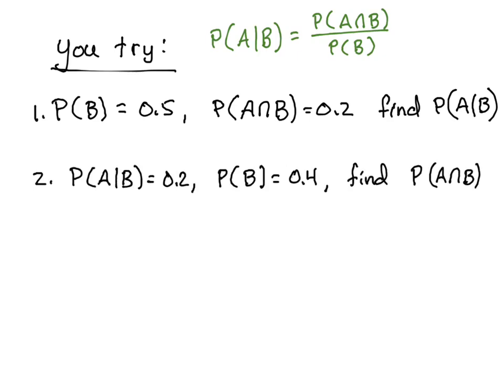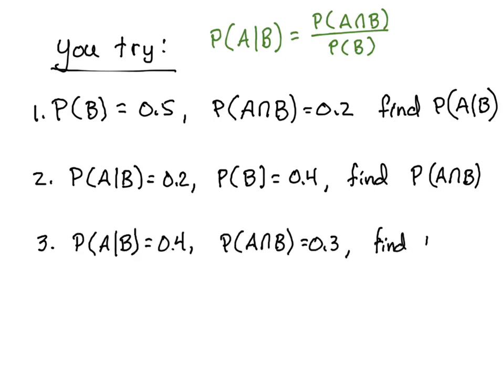If we have the probability of A given B is 0.2 and the probability of B is 0.4, find the intersection, find the probability of both of them happening. And then the third kind of common probability that we can find out: if we know the probability of A given B is 0.4 and the probability of A and B occurring is 0.3, find P of B.